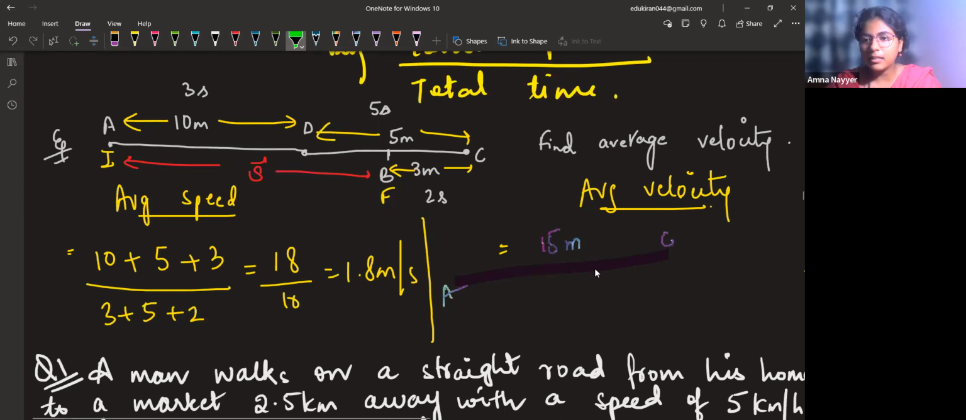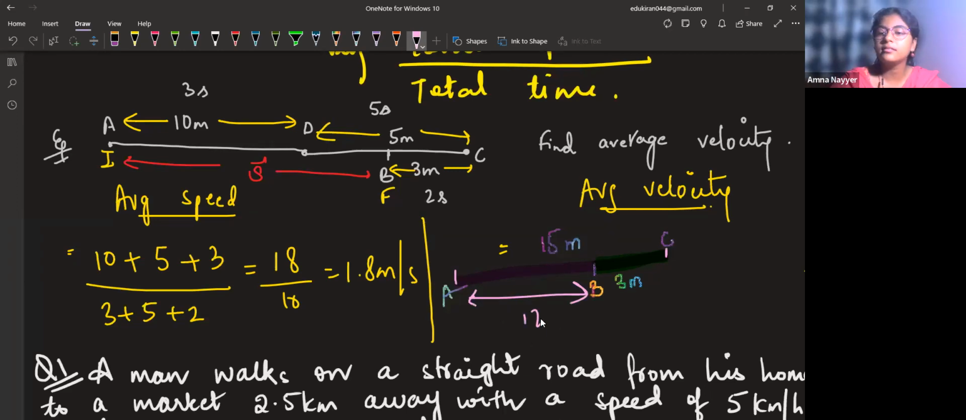Person comes back. This is 3 meters. And this is our point B. If this to this is 15 and he comes back here, so how much is left? 15 minus 3, that is 12. Now it's clear?